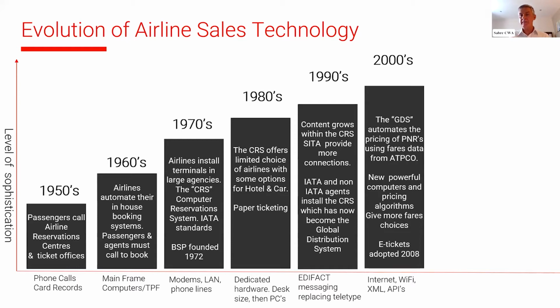There were advances in chips, advances in the speed of computers, and more powerful algorithms being developed. And in the Sabre world, we started to see Bargain Finder and other ways of finding the cheapest possible fare from millions of combinations of fares that the airlines were providing to ATPCO.